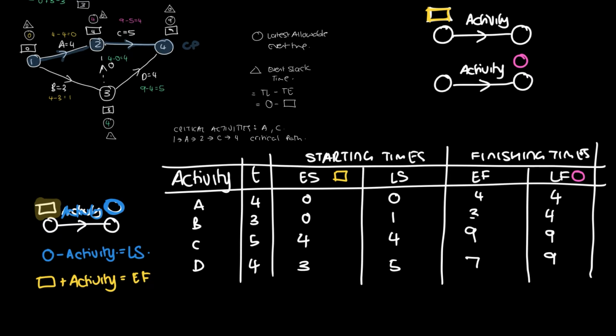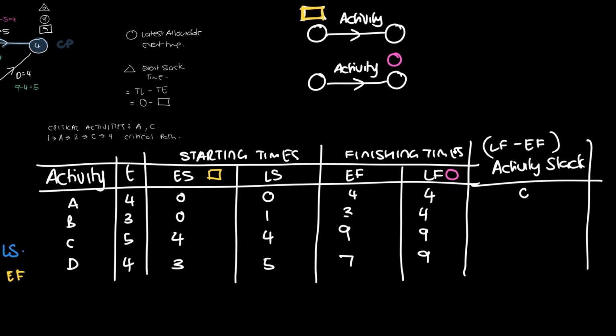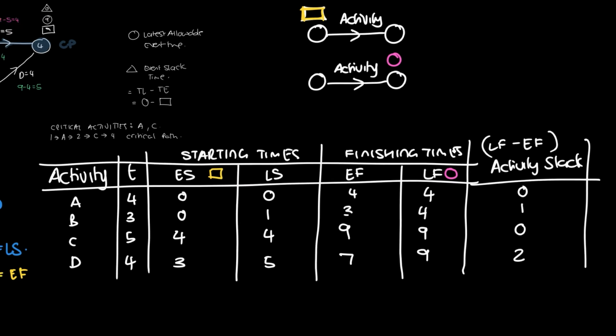So let's just add that to our table. We're just going to move our screen a bit, and we're going to add the activity slack. Again, it's the LF minus the EF. So that's going to give us 0, 1, 0, and 2. Now we have slack times for the individual activities, not just the events. And then we have all the information that we need for the project planning.